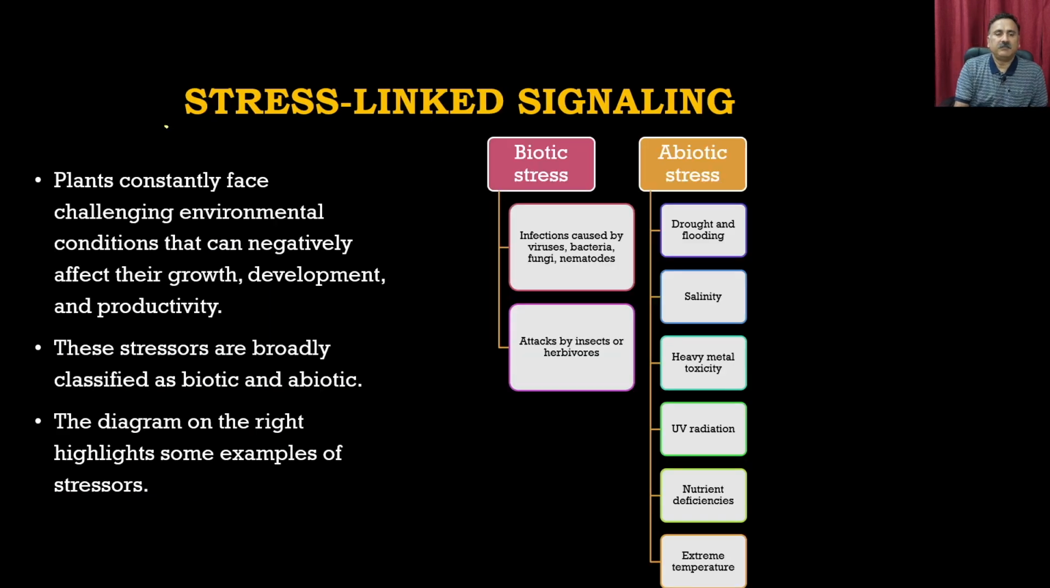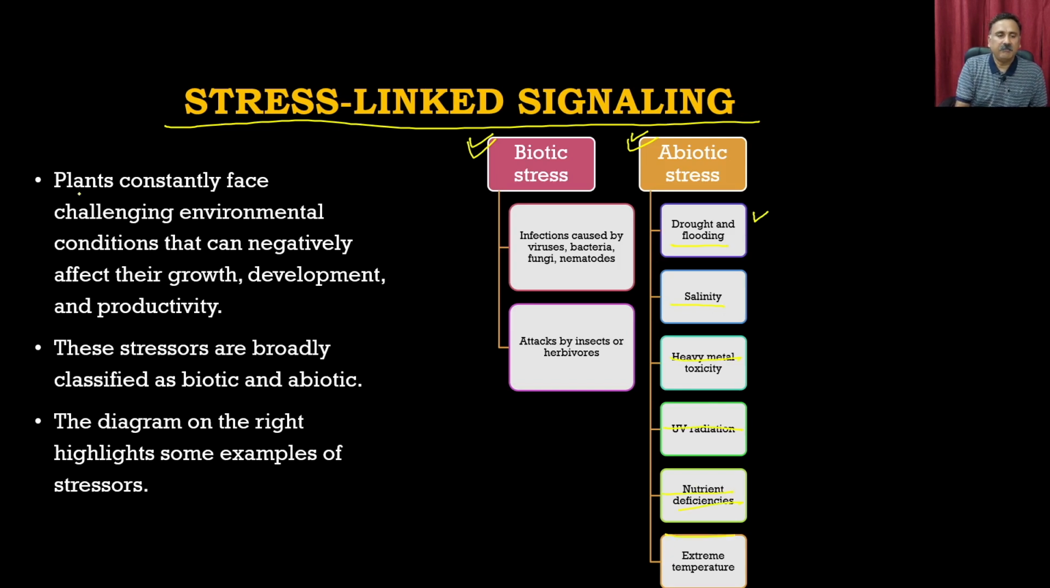Then we have another signaling which is called stress-linked signaling. So you have two different types of stress. You have the biotic stress, you have the abiotic stress. So biotic stress like the infection by the virus, bacteria, fungi, nematodes and attacks by the insects or the herbivores. Whereas the abiotic stress, you have the droughts and flooding, which means the low water or the high water. Then you have the salinity, you have the heavy metals, you have the UV radiation, you have nutrient deficiencies, you have extreme temperatures, right?